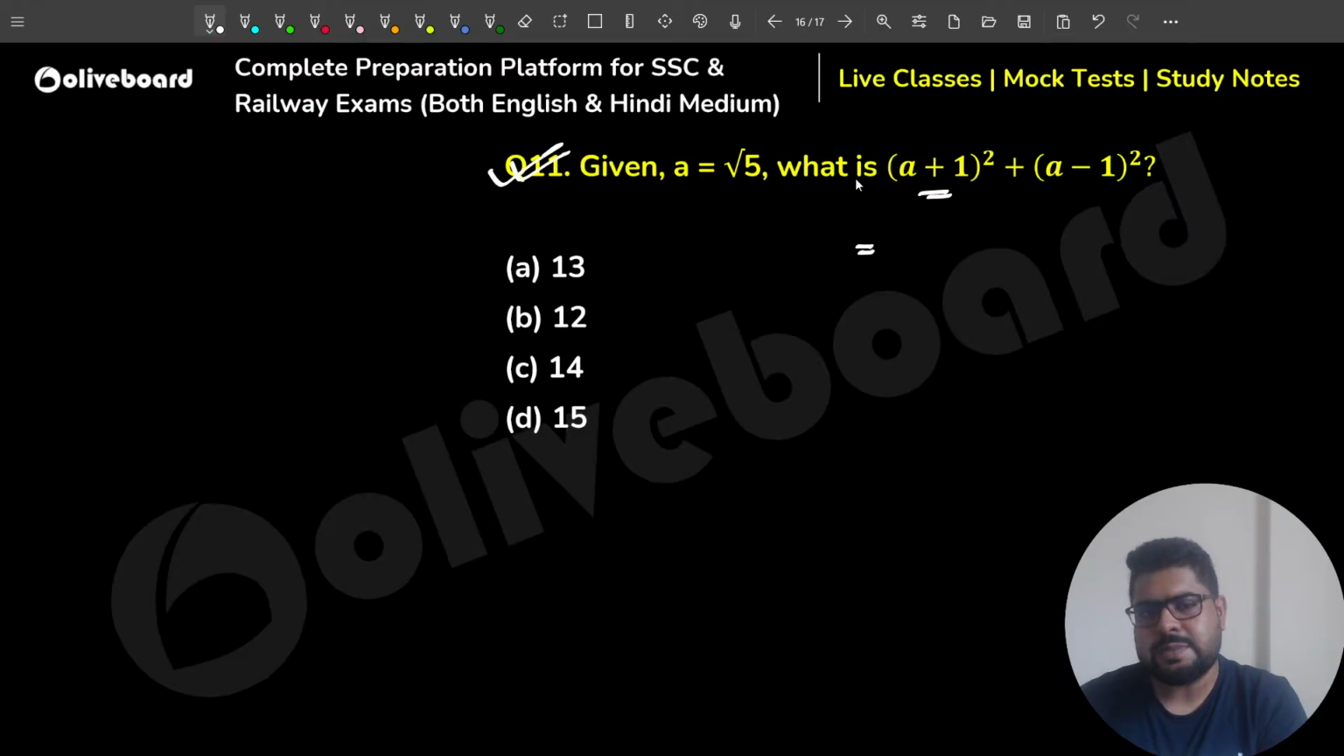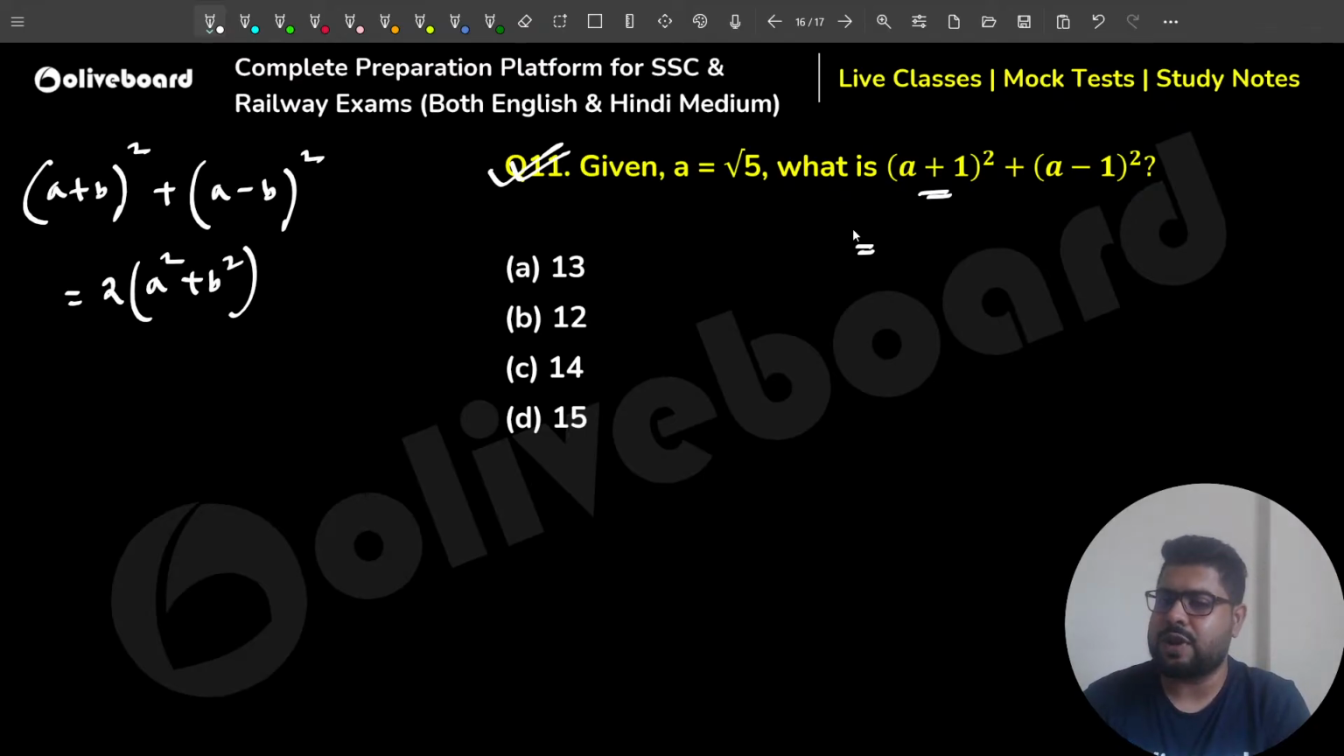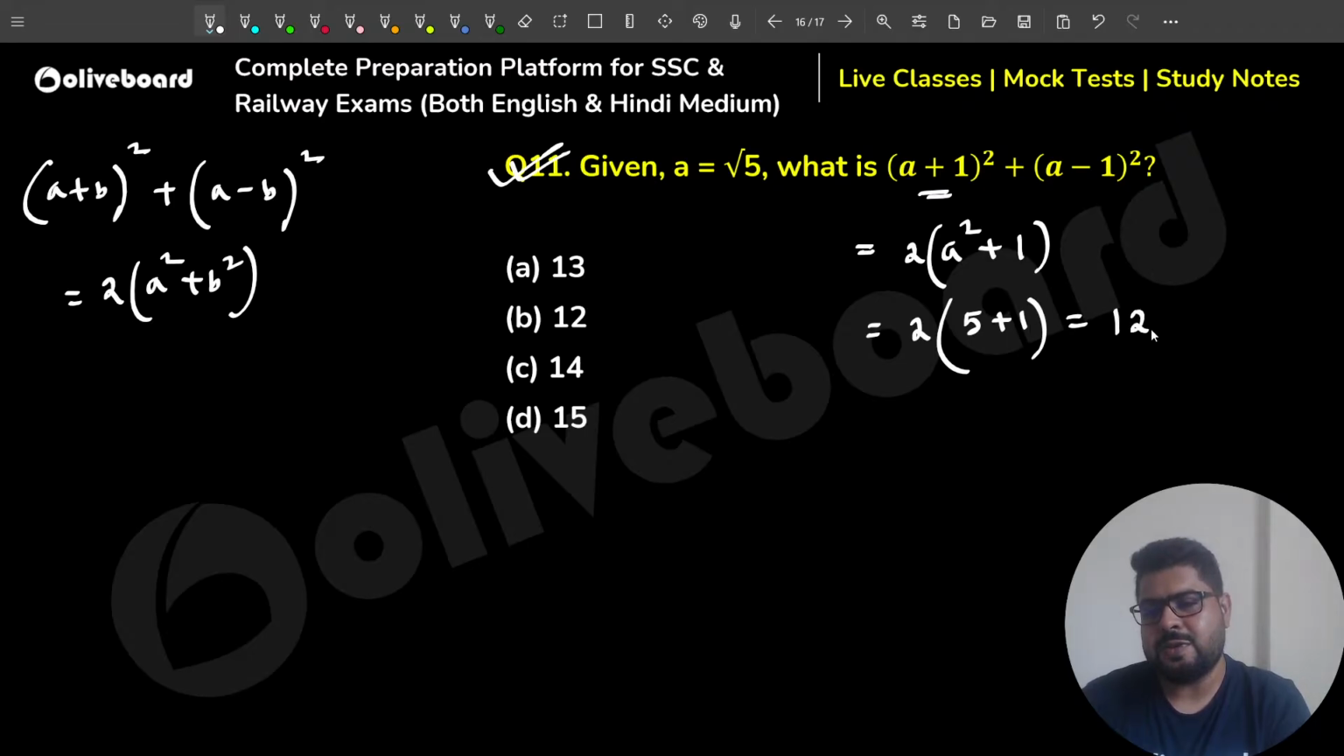First things first, before you start putting values, there is a formula which says (A plus B) whole square plus (A minus B) whole square is equal to twice of (A square plus B square). And if it is minus, then the formula says it's 4AB. So this will be 2 into (A square plus B square), which is 1. It's very simple. Root 5 square is 5 plus 1, 6 into 2 is 12. So that's your correct answer.